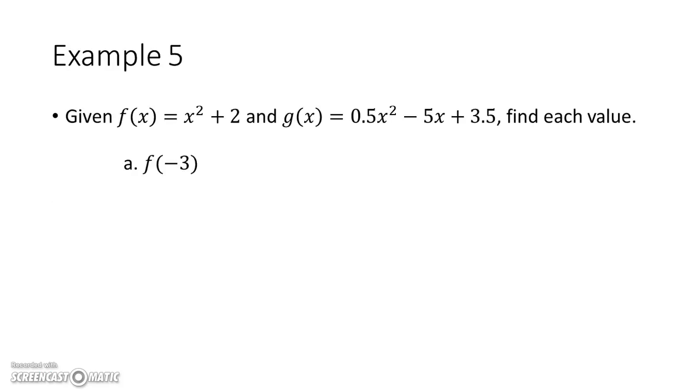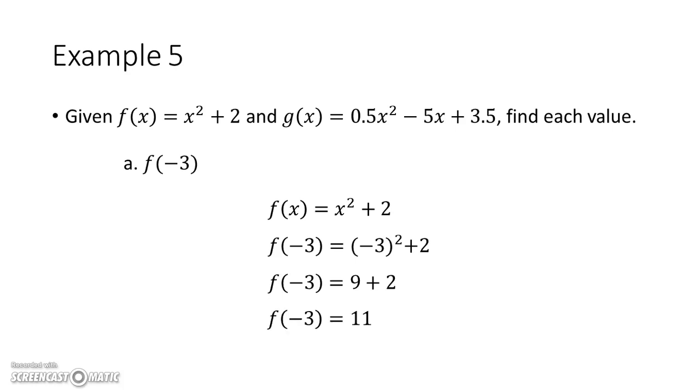Okay. So our example 5: given the function f of x equals x squared plus 2, and the other function g of x equals 0.5x squared minus 5x plus 3.5, we're going to find each value. So part a wants f of negative 3. Anywhere there's an x in f of x, we're going to put negative 3. So we're going to start with the original function, substitute negative 3 for x, and then simplify. Negative 3 squared is 9, plus 2 is 11.